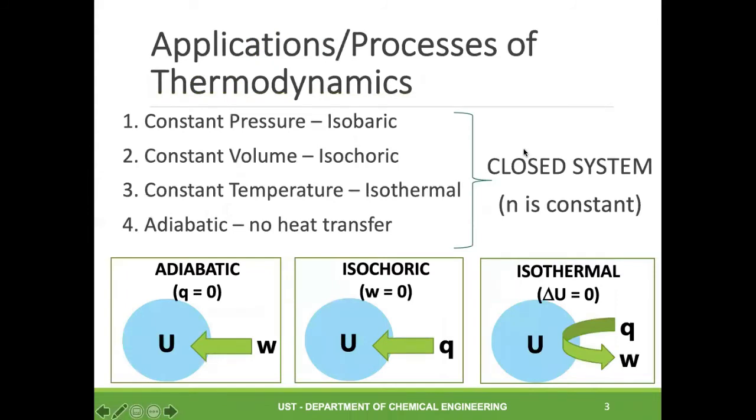Now, let us review different types of processes occurring in a closed system. So we have constant pressure, which is isobaric, constant volume or isochoric, constant temperature, isothermal, and adiabatic, where there is no heat transfer. So take note that for an adiabatic process, Q is equal to 0, for an isochoric process, W is equal to 0, and for isothermal, the internal energy change, delta U, is equal to 0.